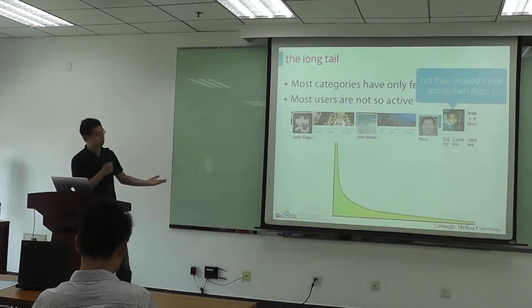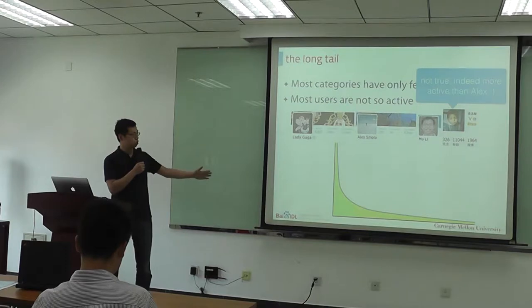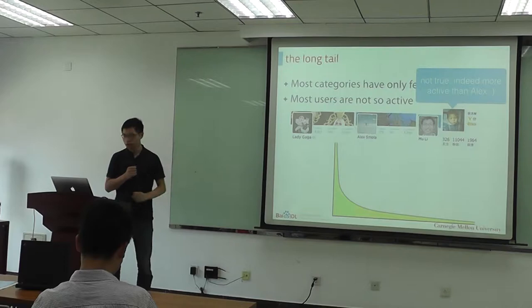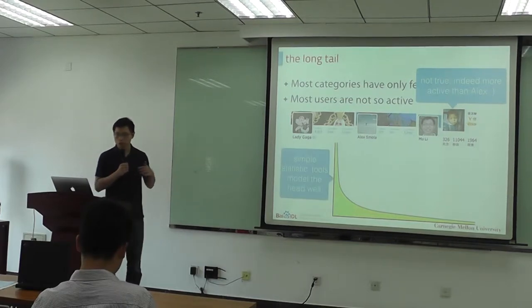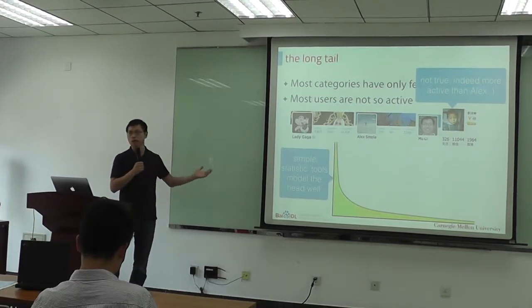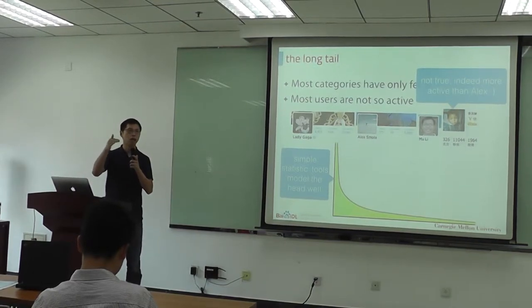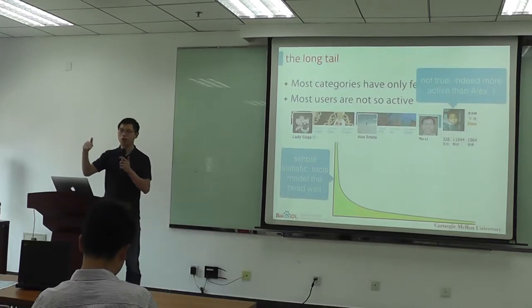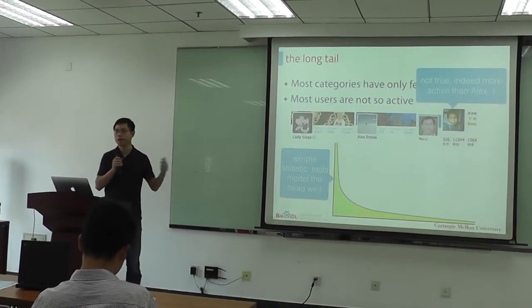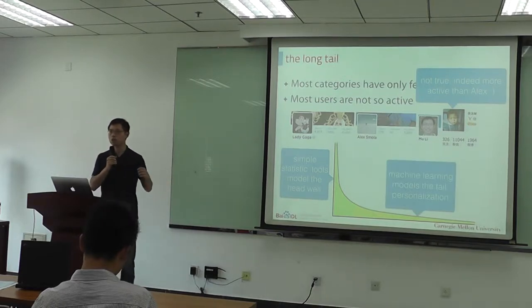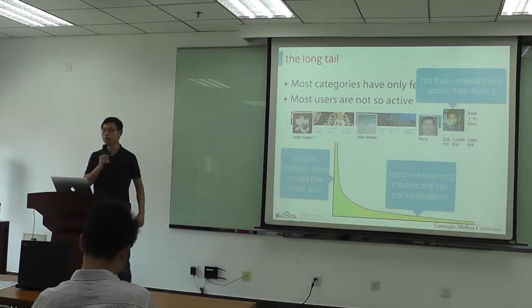This is a very, very famous picture. You have a very small head that takes a lot of data, and here is a very long tail. Simple statistical tools can model the head very well. For example, if you want to know how many users click something, and that thing has been displayed a lot, you just divide the number of clicks by the number of times displayed, and you get the average. But for the sparse data, here comes machine learning. Machine learning tools are very good at modeling this, the personalized part.